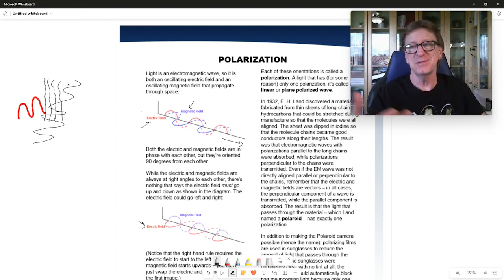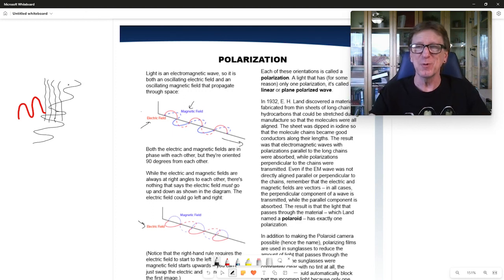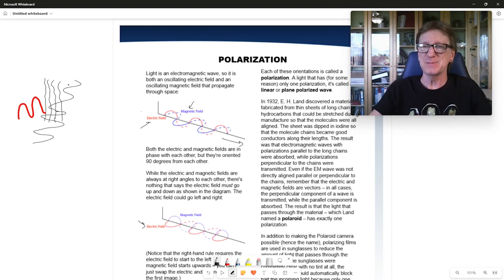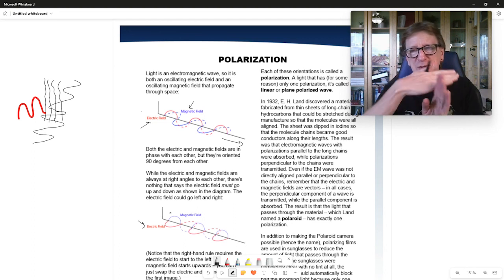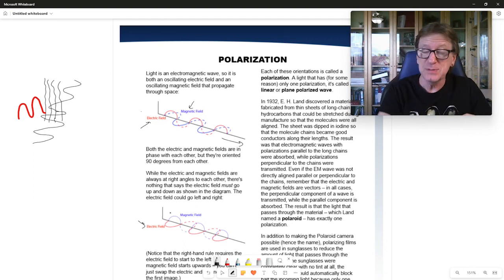And so he named it a Polaroid. And if you've ever heard of a camera, that's what Polaroid film is made out of. It's made out of these Polaroids. So anything moving through this Polaroid has exactly one polarization. Now, you may say, well, wait a minute, Dr. K, didn't you just say that we could be at any angle? And we absolutely can. But remember that any vector, any orientation, any angle vector that I have here, can be broken down into a horizontal and a vertical component.